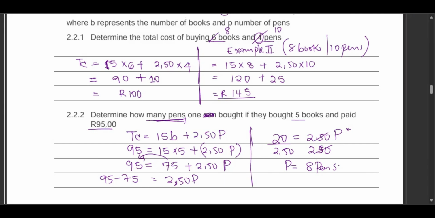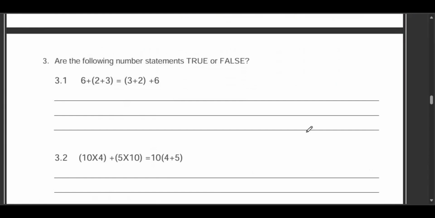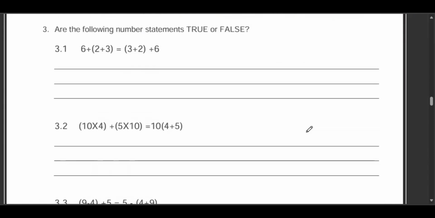All right, let's look at the next question. This one has come back to our numbers and integers. When we look at integers, we are looking at negative and positive values. We have some rules that we have to follow when it comes to integers.